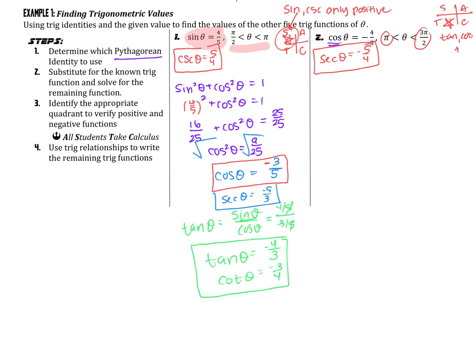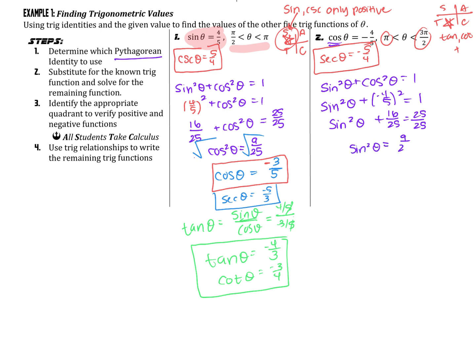And now I'm going to use a trig identity with cosine. So I'm actually going to use exactly the same trig identity that I used on the last problem. Sine squared plus cosine squared is 1. So sine squared plus negative 4 over 5 squared equals 1. So sine squared plus 16 over 25. And again, I'm going to go ahead and rewrite this as 25 over 25. Sine squared is going to be 9 over 25. So sine of theta is going to be the square root of that, which is 3 over 5.